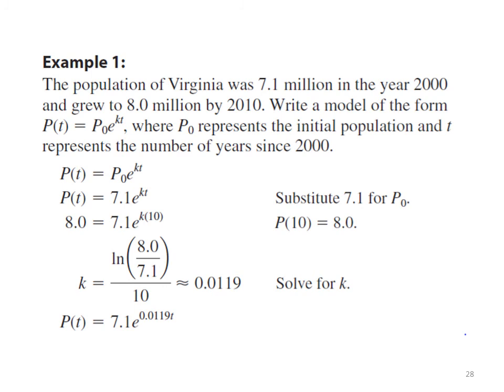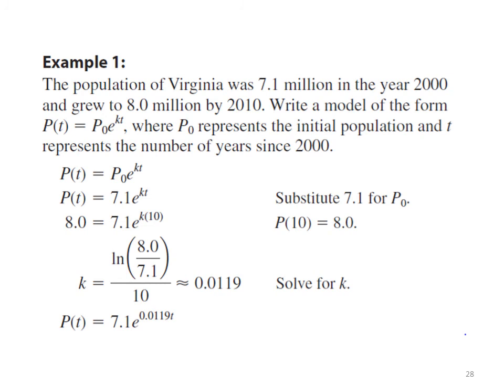Okay, this is what we are looking for now. P of t equals P0 e to the kt. P0 is just 7.1 million. You have 7.1 e to the power kt. Now to find k, remember when t is equal to 10, after 10 years, the population is 8 million. Substitute t equal 10, and for the population P of t, substitute 8.